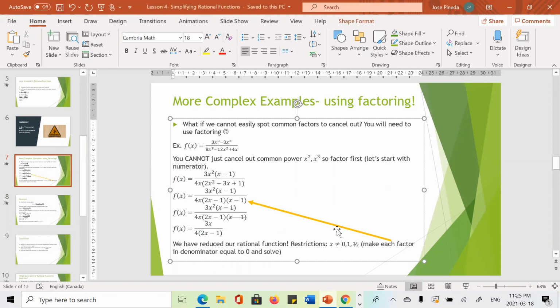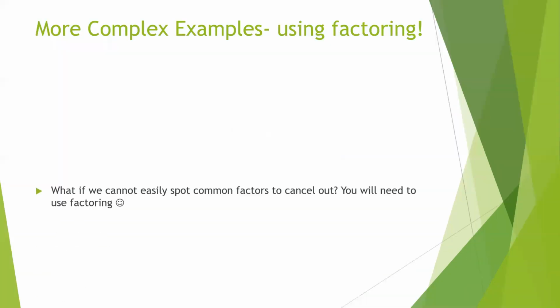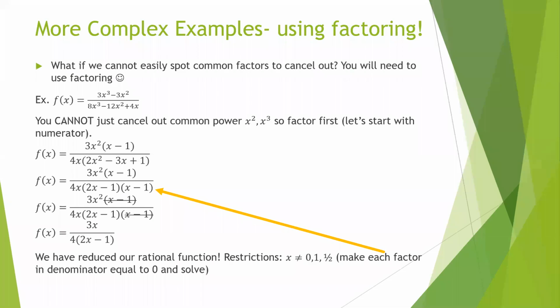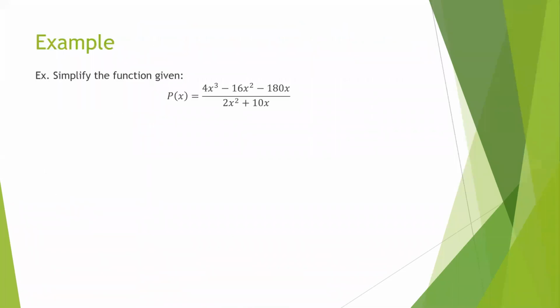Okay, so next example, we have another one to practice here. So we have the function 4x cubed minus 16x squared minus 180x over 2x squared plus 10. Same idea. We have to always think, okay, well, how can I factor this out? Well, I know I can factor by simply common factoring first, right? Which is the case in both of them.